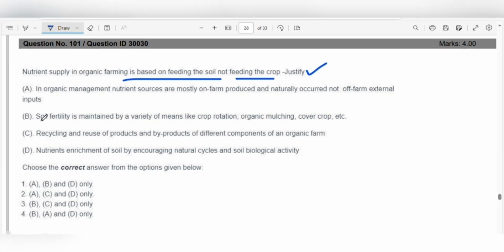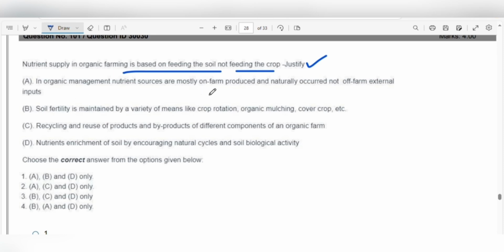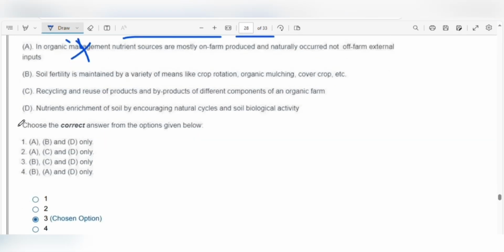Let's read the statements. In organic management, nutrient sources are mostly naturally occurring, not off-farm external inputs. The statement is correct, but it does not explain the statement that has been given in the question. Why does it matter whether it is on-farm or off-farm? We have to feed the soil, not feed the crop. Justify the statement that has been given in the question. So I think we have already got our answer, but still we'll read the other statements.